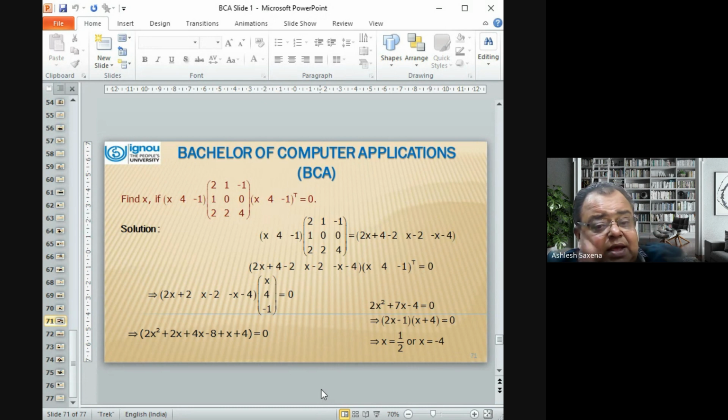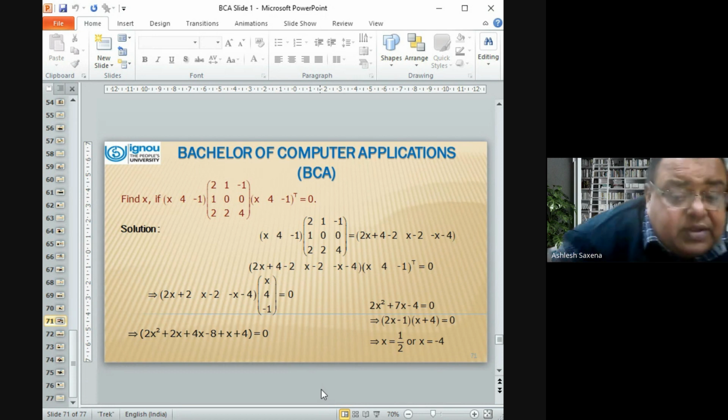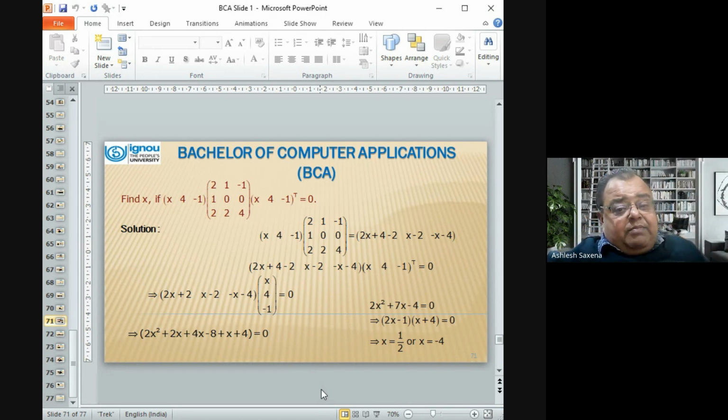After clubbing it, I will be getting (2x minus 1)(x plus 4) equal to 0. I will be getting two values because it was a quadratic equation. So I will be getting two values of x which satisfy this equation: x is equal to minus 1 by 2 and x is equal to minus 4. These are the two values of x which have been found after splitting of the middle term.